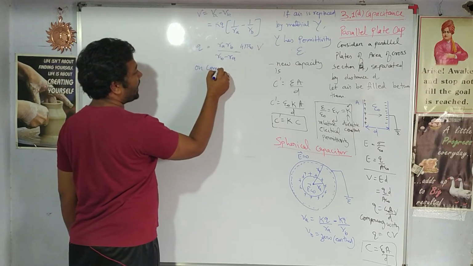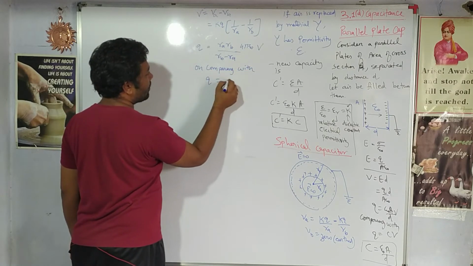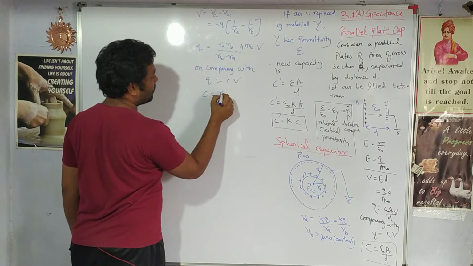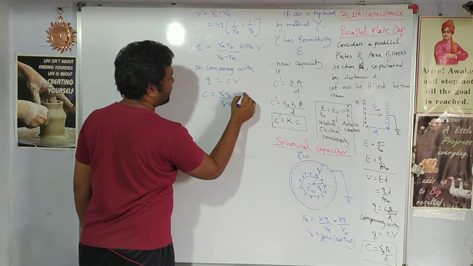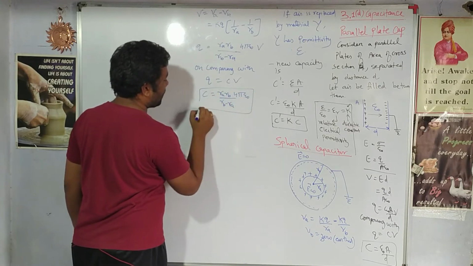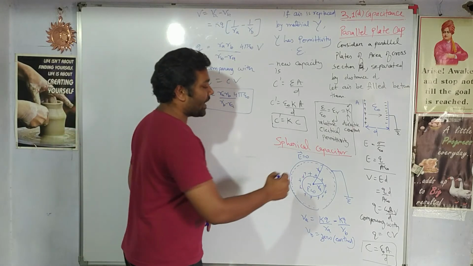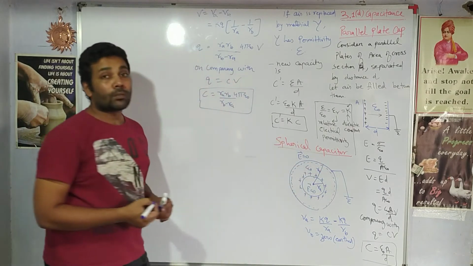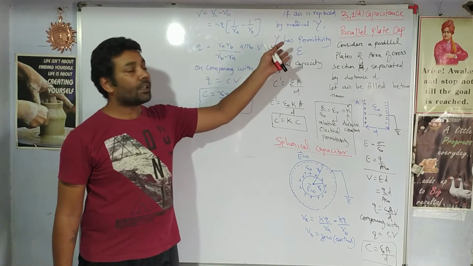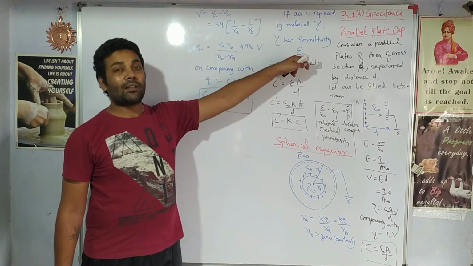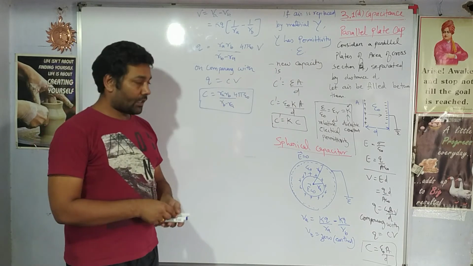Now on comparing with Q equals CV, C is equal to 4 pi epsilon naught RA RB upon RB minus RA. This is the capacity of a spherical capacitor. The spherical capacitor has air between the two spheres. Instead of air, if you replace it with some material having permittivity epsilon, what will happen to the capacitance? Same conclusion, it will increase K times.